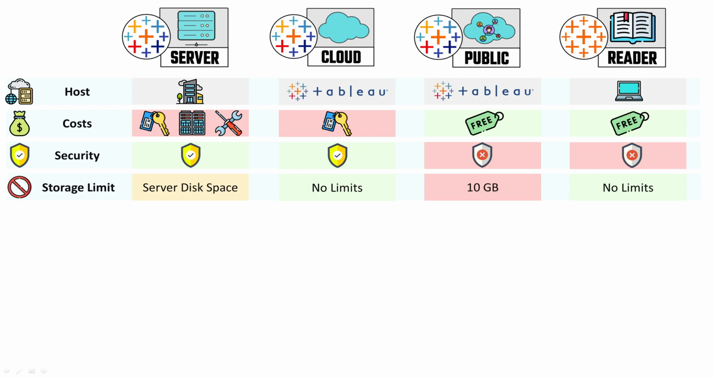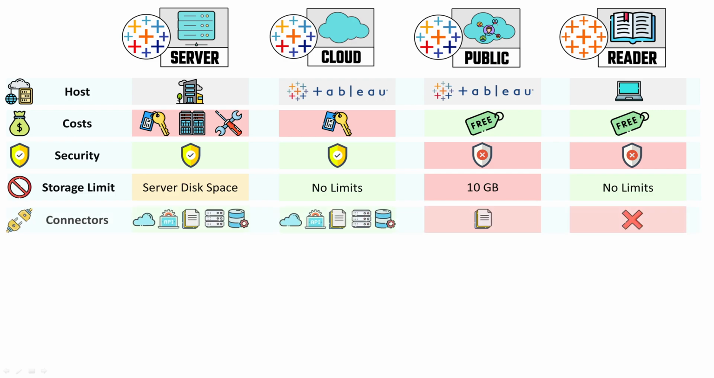The next point is about storage limitations. In Tableau Server, it really depends on the server disk space. In Tableau Cloud and Reader, there are no limitations, but in Tableau Public Cloud, the total size available for each account is only 10 gigabytes. The next point is about connectors. Tableau Server and Cloud can be connected to different types of sources like cloud services, APIs, files, databases, and so on. But Tableau Public Cloud and Tableau Reader cannot be connected directly to any of your source systems.